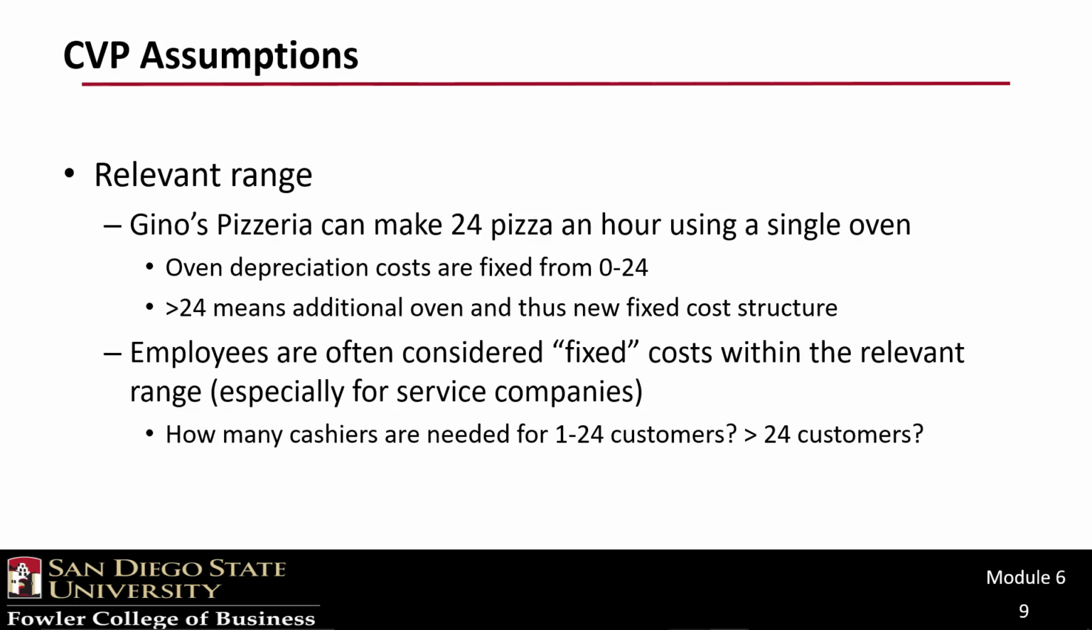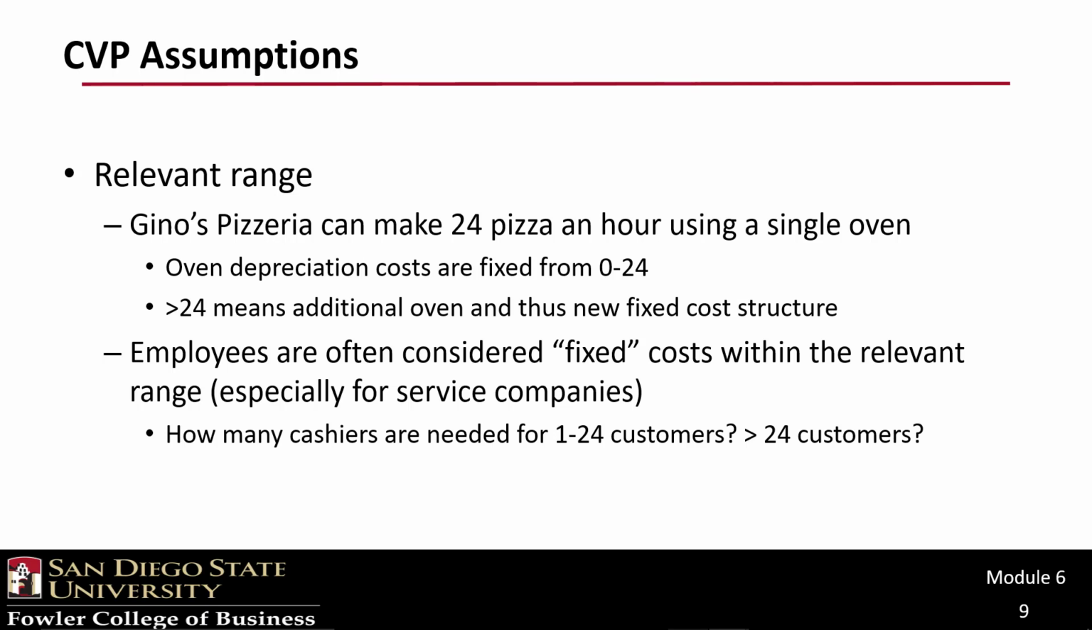Okay, to finish out Module 7, there's a couple of assumptions we use routinely in cost volume profit analysis. And we've talked about some of these a little bit, but we need to make sure that we understand them fully. So the first is we deal inside a relevant range. So recall, Gino's Pizzeria could make 24 pizzas in an hour using a single oven. So that means that oven depreciation costs are fixed as long as our volume is anywhere from 0 to 24 pizzas. But of course, if we need to do more than 24 pizzas, it means we need an additional oven, and thus we would have a new fixed cost structure.